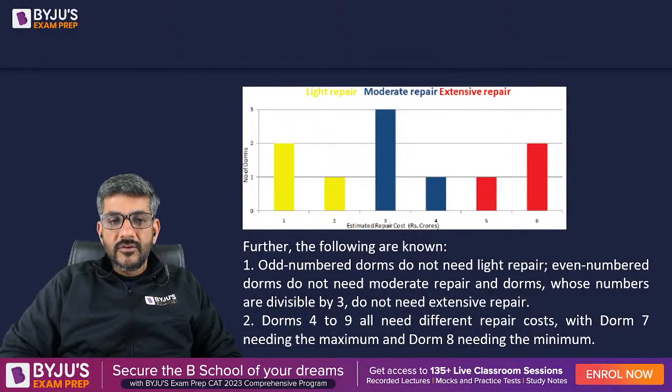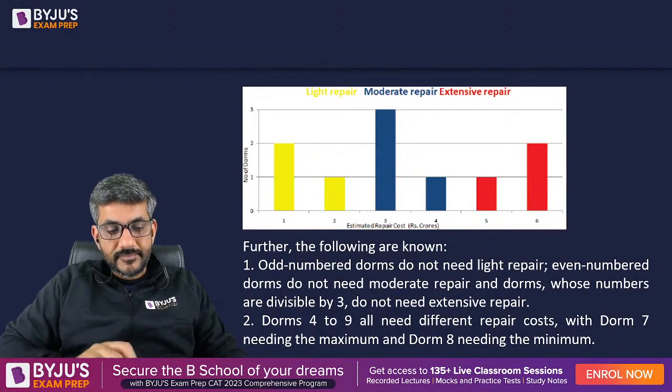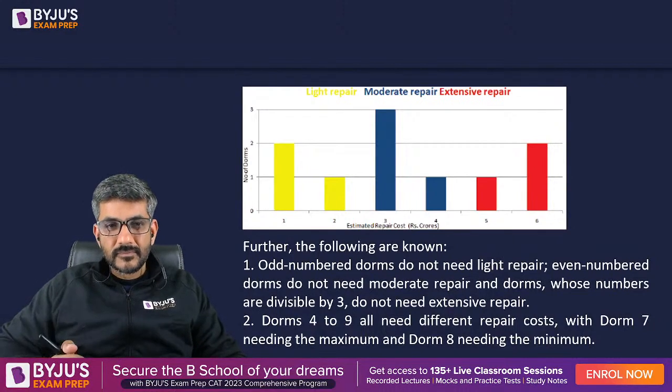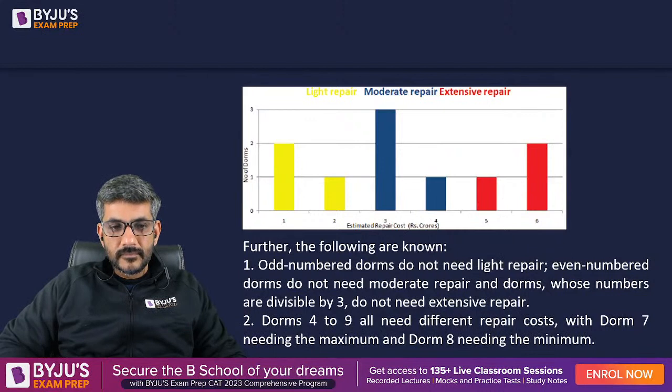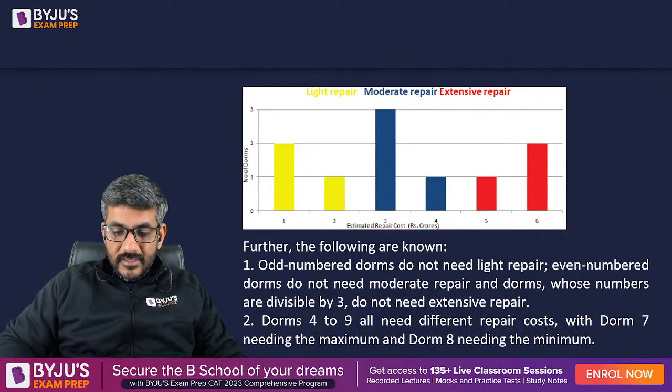This graph is telling you how many DOMs were there which required light repair, moderate repair, or extensive repair. I think we can start doing it now. Okay, let's start doing it, let's see.